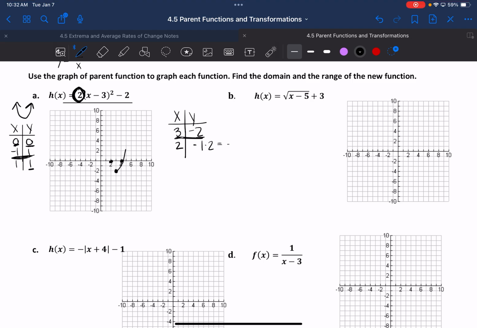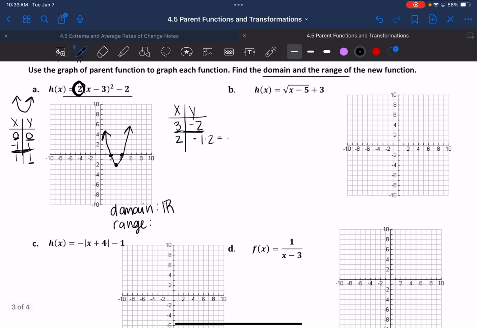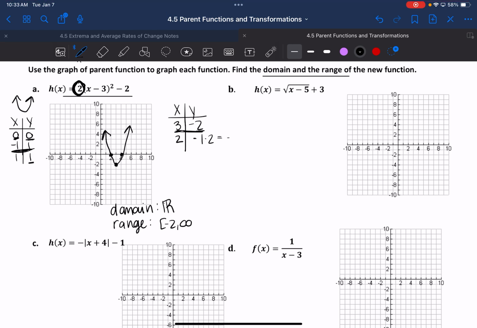Okay, and then that is enough for you to draw a little sketch to be able to tell me the domain and range, because that's all they asked for, right? So for your domain, what would you guys say the domain of this graph is? All reals, very good. And then for our range, yes, starts at -2 and goes up forever, right? So from -2 to infinity, or y is greater than or equal to -2, whichever way you want to write it.